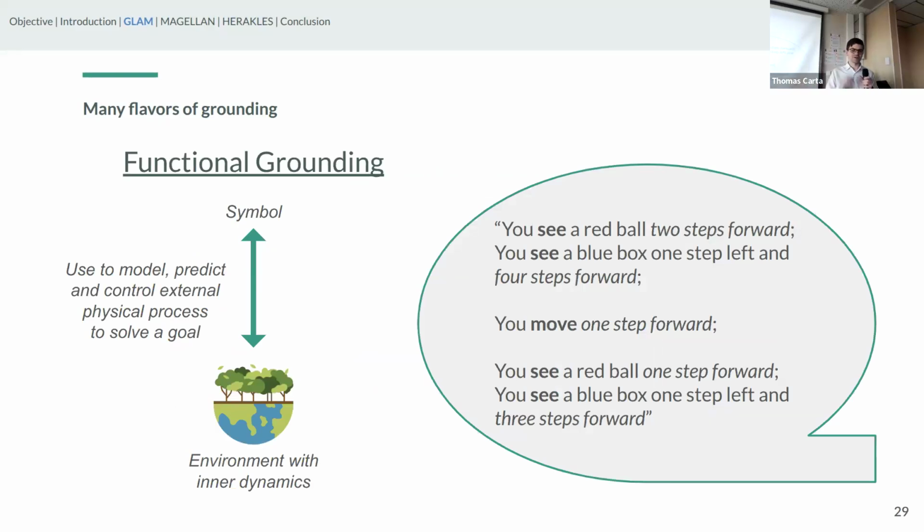And finally, functional grounding. It's the type of grounding we're interested in here. It's how you can use symbols to model, predict, and control external physical processes to solve a goal. So here an example: you have a description of a scene where you see a red ball 2 steps forward, you see a blue box 1 step left and 4 steps forward, and you move 1 step forward. What you see is every element moved 1 step closer to you. So you see now the red ball 1 step forward. So that's functional grounding.